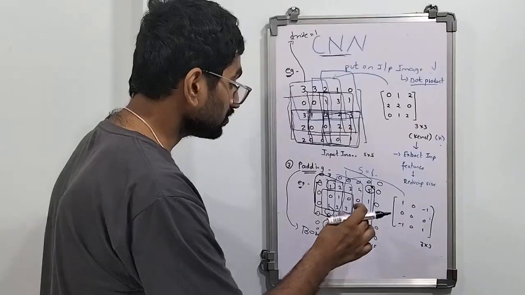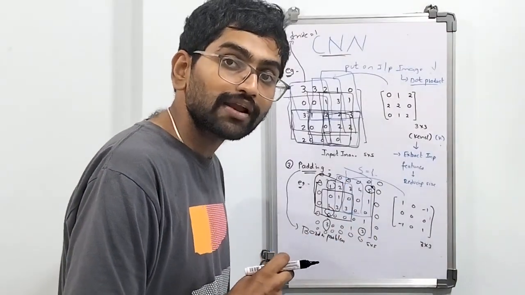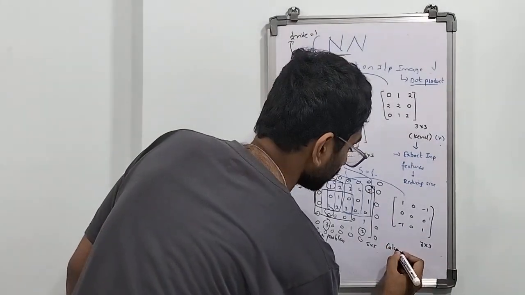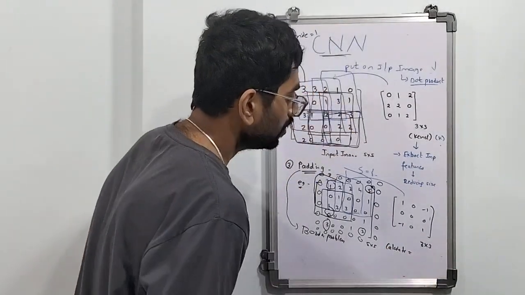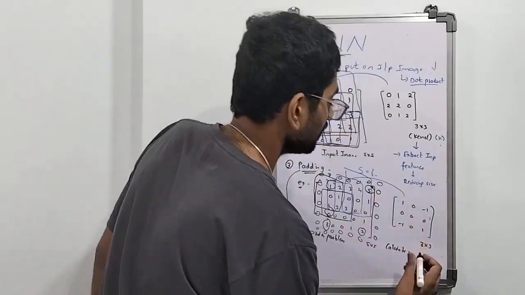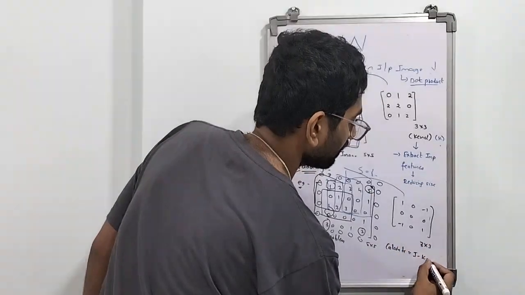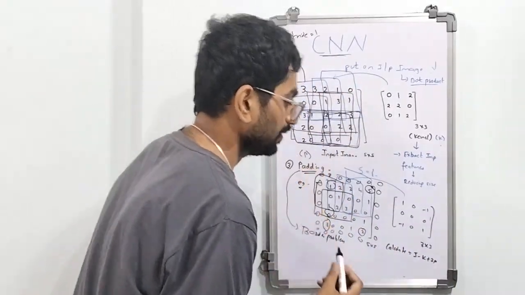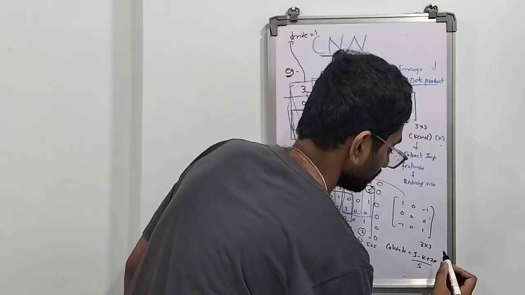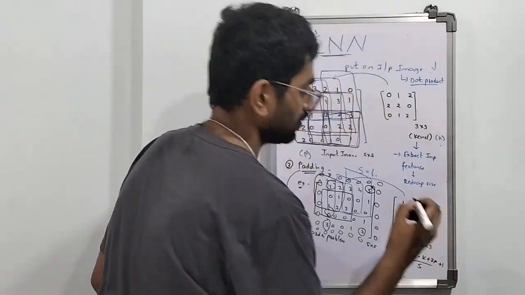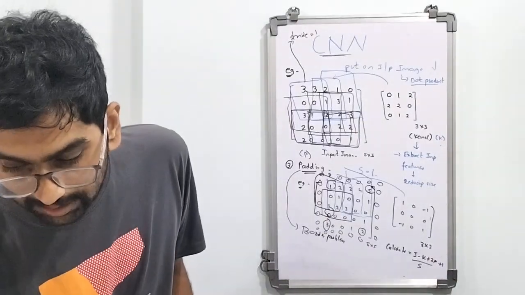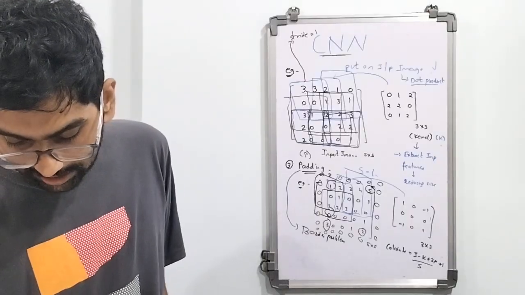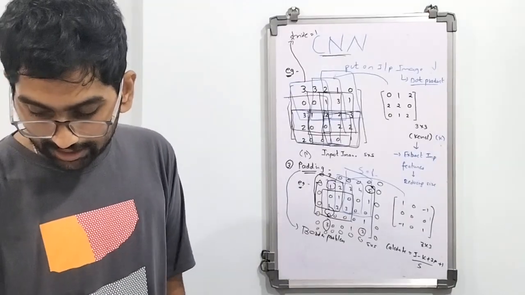So now, can we use a formula to calculate padding? Yes, we use a formula to calculate padding. The formula is (I minus k plus 2p) by s plus 1, where p is the padding. This is the formula that we are going to use for calculating the output size with padding.